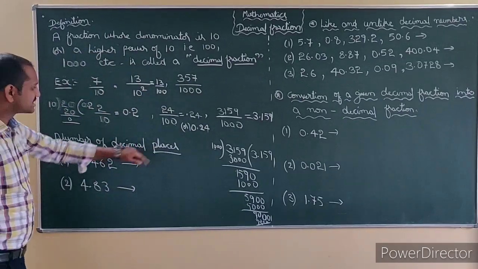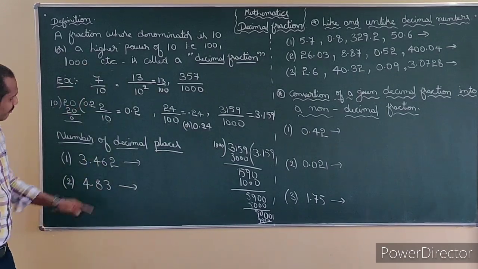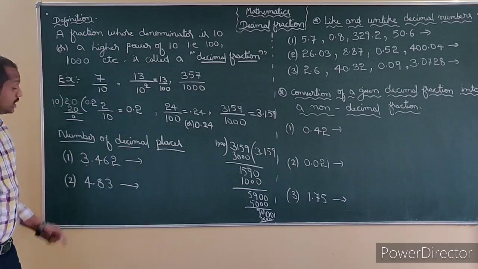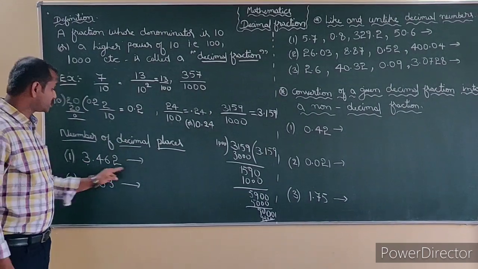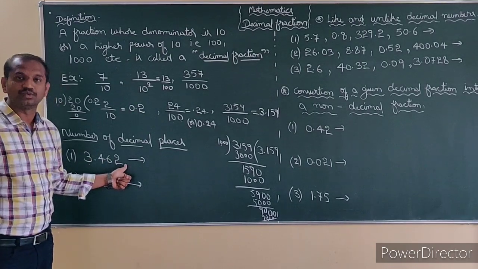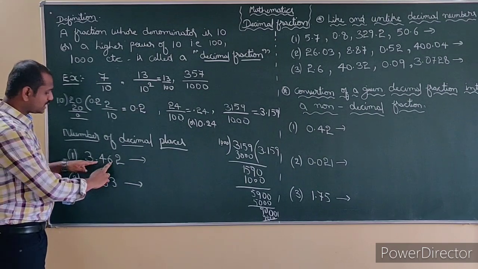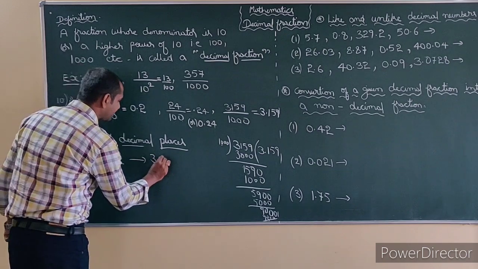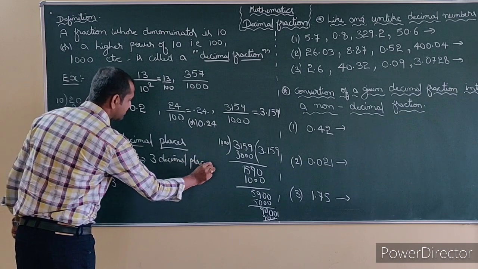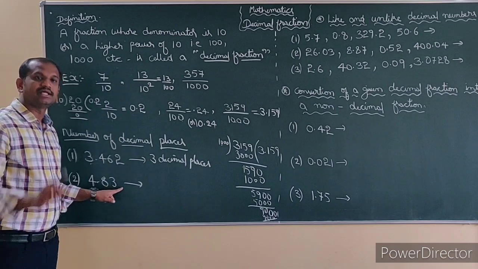Next, we have the number of decimal places. We can easily find out how many decimal places there are. For the 2 examples I have taken, I have 3.462. See, after the point you should not read it like 462. You know that, I guess. 3.462. So after the decimal, how many decimal places are there? See, after the decimal 1, 2, 3. That is, we have 3 decimal places. What about here? After the point we can see 2 numbers. Therefore, how many decimal places?